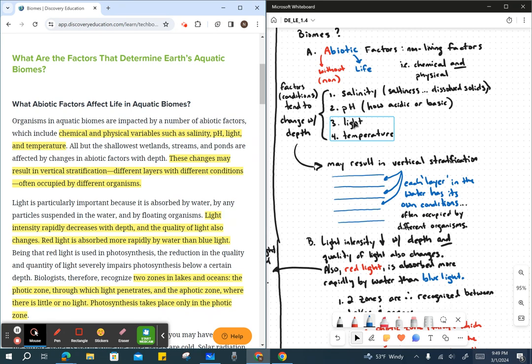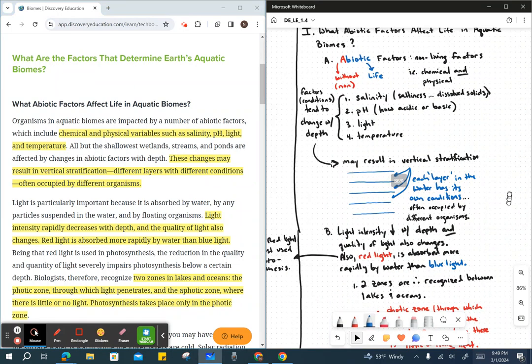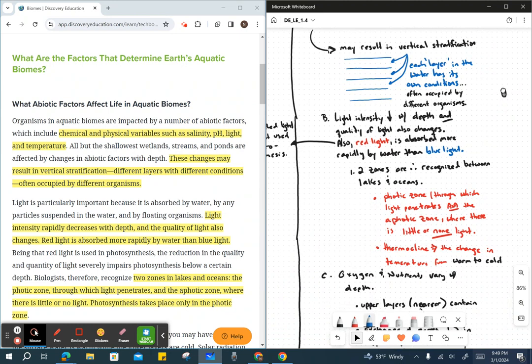Light: as you are closer to the surface, you have more light. Remember, plants need that light, so most of your photosynthetic organisms are going to be near the surface. As you go deeper, it tends to get darker. And finally, temperature, which we already mentioned. Warmer around the surface, cooler as you get towards the bottom. Okay, let's keep on going here.